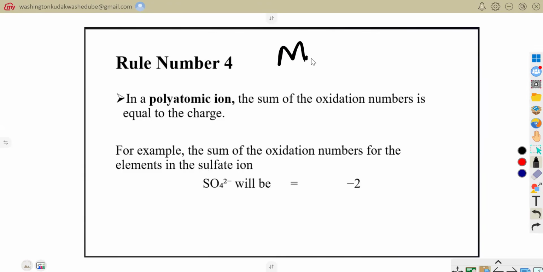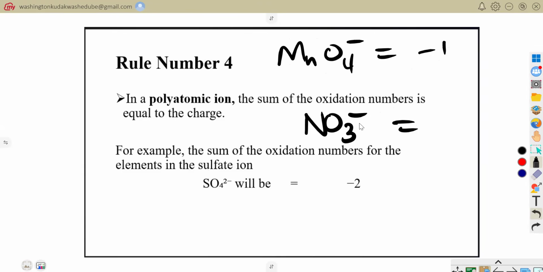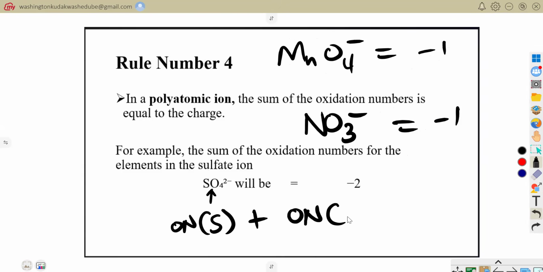Even for example, where we have got manganate like this, it simply means that the sum of the oxidation numbers here is supposed to be equal to -1. Even for nitrate ions like this, the sum of the oxidation numbers is supposed to be equal to -1. What do we mean by the sum? For example, here, the oxidation number for sulfur plus the oxidation number for oxygen atoms is supposed to be equal to this -2.